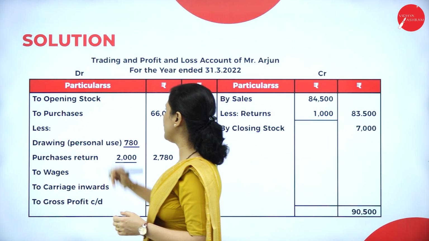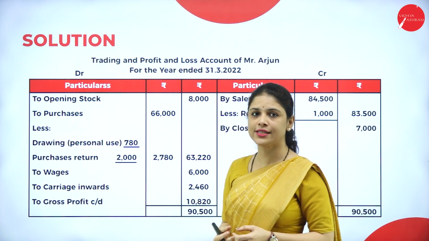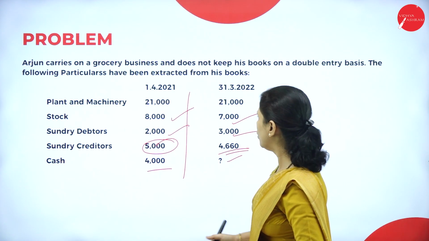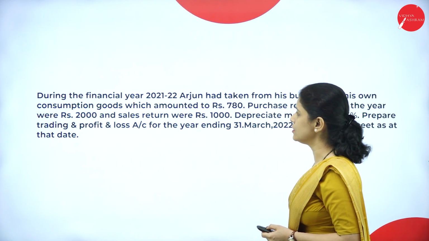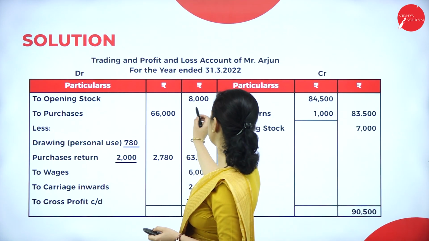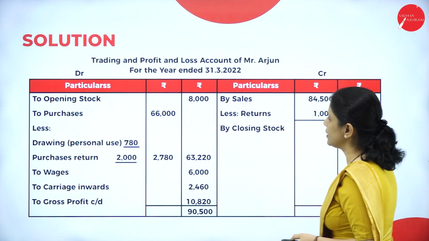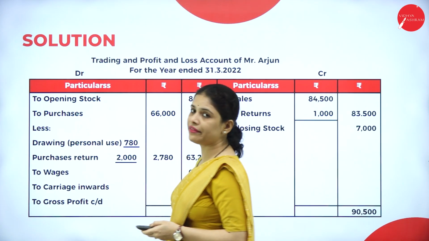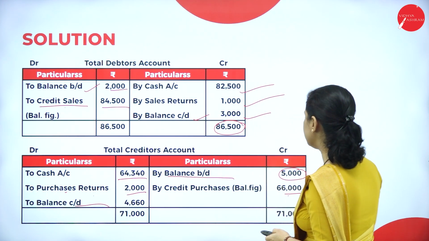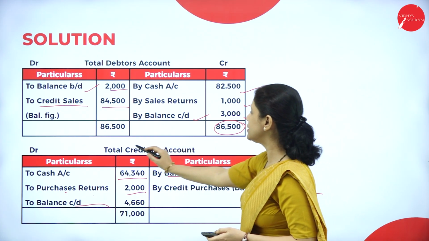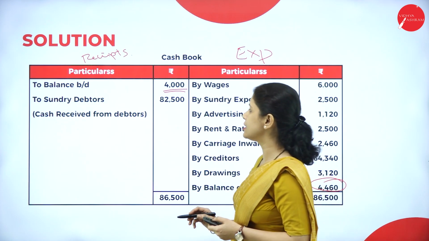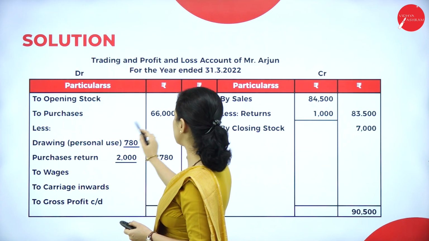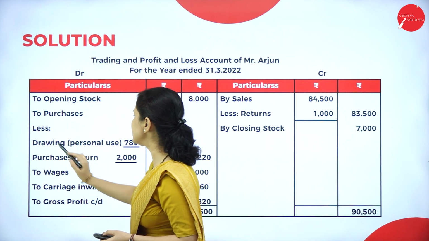So the first one is opening stock. Let us see where we got this. Opening stock is this one, 8,000, and closing stock will be 7,000. Next, purchases. Where did we get the purchases? Let us see. Credit purchases. In the total creditors account, there will be credit purchases of 66,000. That is the one. So purchases 66,000, less drawings.